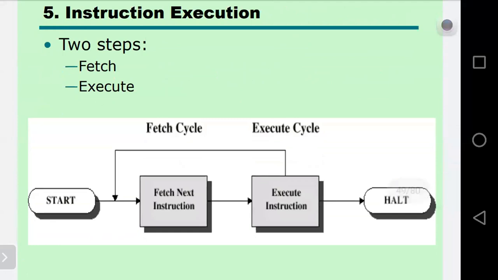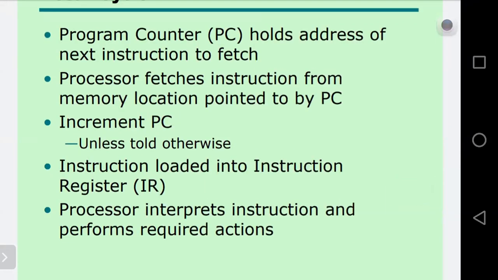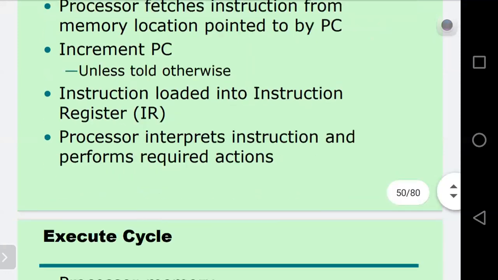The next topic was instruction execution. This topic we had already covered in unit number 1, but the same thing we have discussed in unit number 2. How is the instruction executed? First we have to fetch and then we have to execute the instruction. In the fetch cycle, the PC holds the address, translates it to the MAR, the MAR points to the memory location, and whatever instruction is in that memory location is loaded into the processor, and the processor executes the instruction.